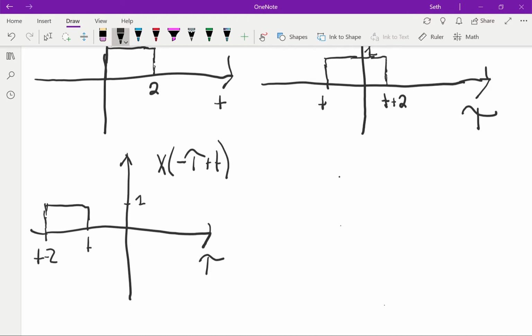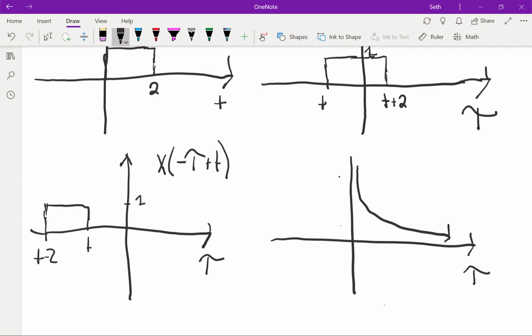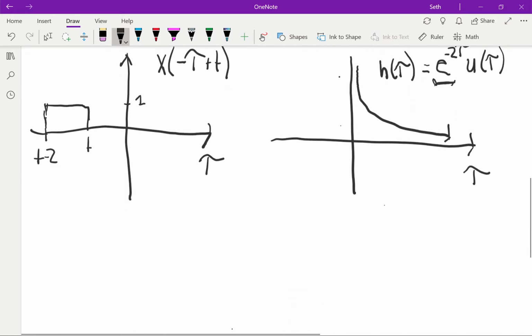h of tau is just a decaying exponential, and it looks something like this. We don't really need its exact graph, because that's just not how we're going to do it. And h of tau is equal to e to the minus 2 tau times u of tau. So, of course, no matter what this part was, h of tau is only going to be valid for values of tau greater than 0. Okay, so now we can start.